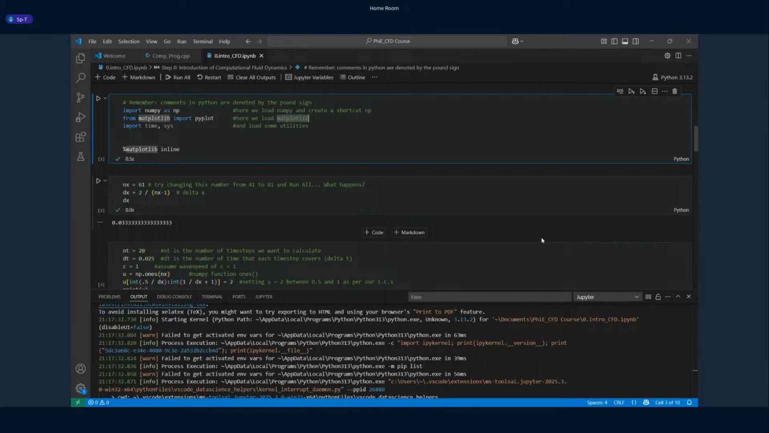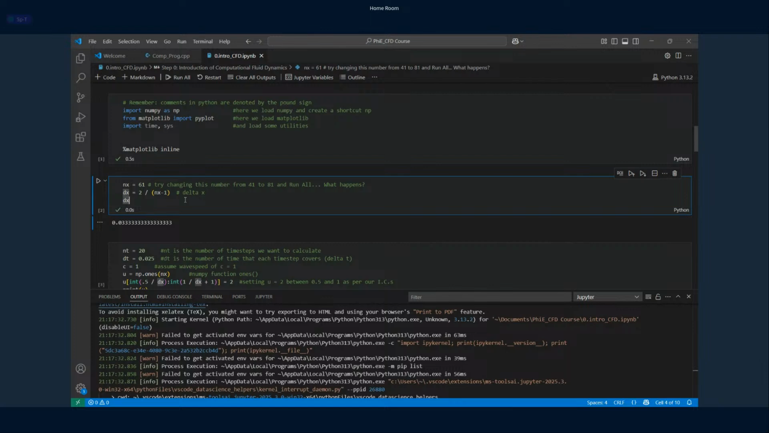What we have here is that we are importing a set of libraries for us to solve the equation. First, we are considering 61 nodes. There is a reason for considering an odd number of nodes, which I will discuss later. We get the distance between each node as 2 by nx minus 1. This is very common logic.